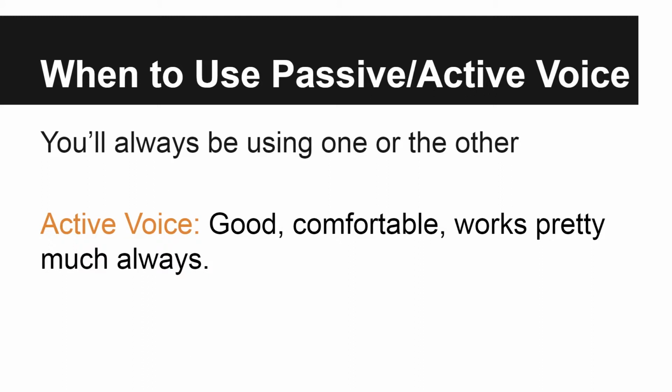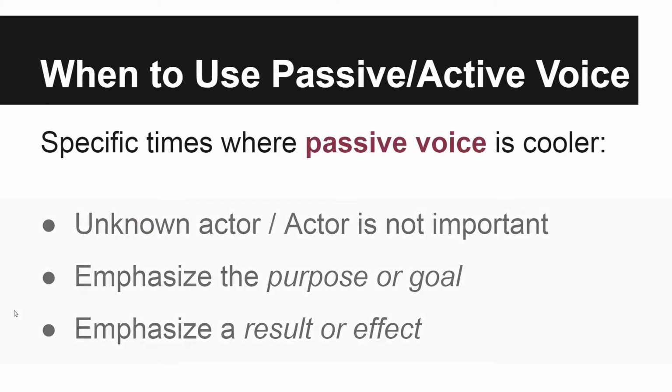There are a lot of reasons you might want to use this, but first let's go ahead and practice with a couple of examples. The first one: some unknown person stole my car on Saturday night. In this case, I don't know the actor. It's an unknown person. It's not important. I want to focus on the action that happened and what I know it happened to, which is my car. So this is one reason I might use passive voice.